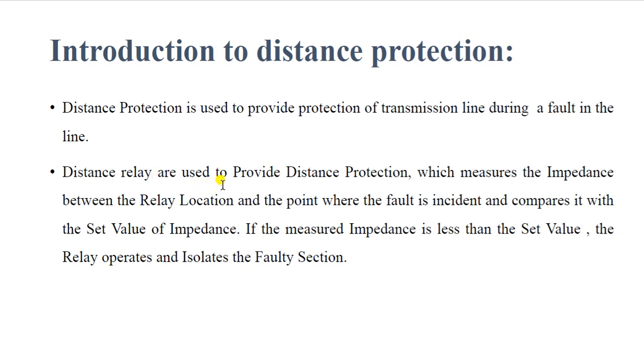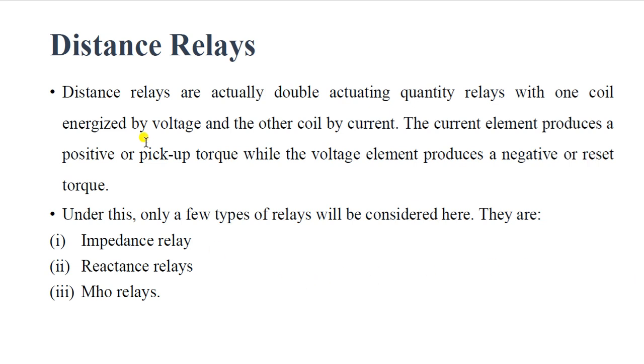Distance relays are used to provide distance protection. They measure the impedance between the relay location and the point where the fault is incident and compare it with the set value of impedance. If the measured impedance is less than the set value, the relay operates and isolates the faulty section. Now we will see about the distance relay.